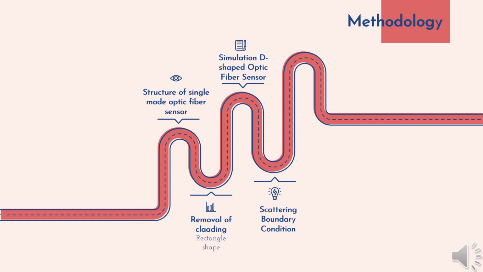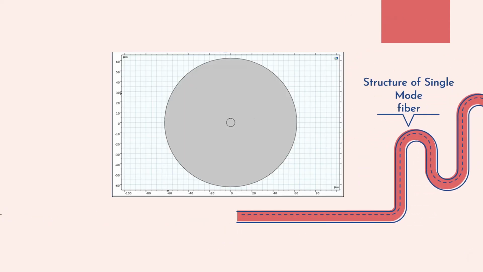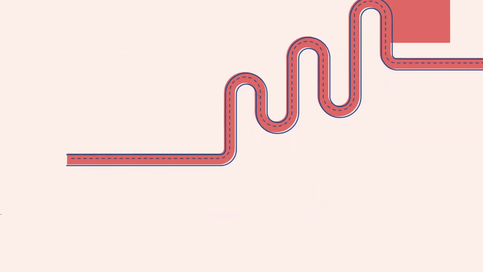Methodology of the research. The structure of single-mode fiber consists of core and cladding, where it is used for long-distance signal transmission. The optic fiber sensor is designed using COMSOL Multiphysics software by placing 2 overlapping circles with different radii. The radius of the circles is 4 micrometer and 62.5 micrometer for core and cladding respectively. This illustration is the 2-dimensional design of the optic fiber sensor using COMSOL Multiphysics software.